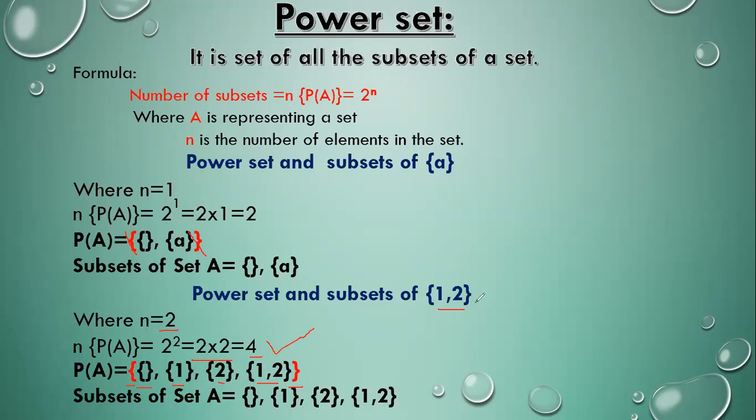Now students, for example, there is one more element, that is 3. Then the number of elements will be 3, and here we have to write 2 power 3. So how many subsets will there be? 6? 2 threes are 6? No. 2 power 3 means 2 is multiplied 3 times. So 2 multiplied by 2 multiplied by 2, here one more 2 we get. So 2 times 2 times 2 is 8. So how many subsets will there be? 8. Right?